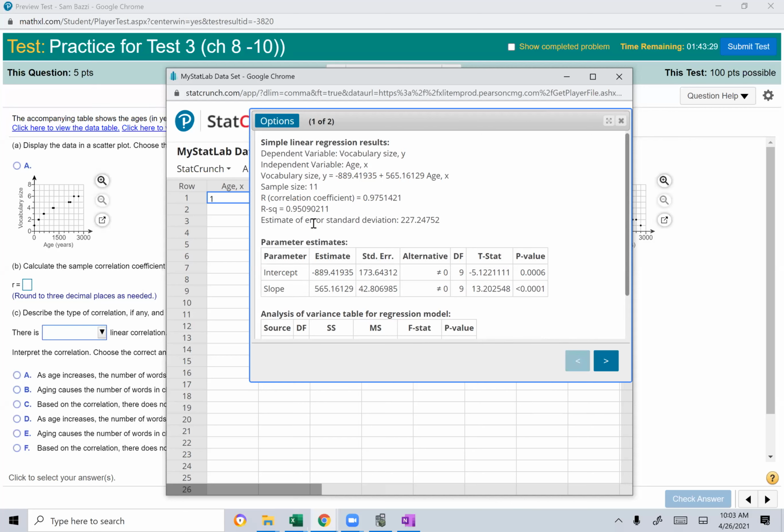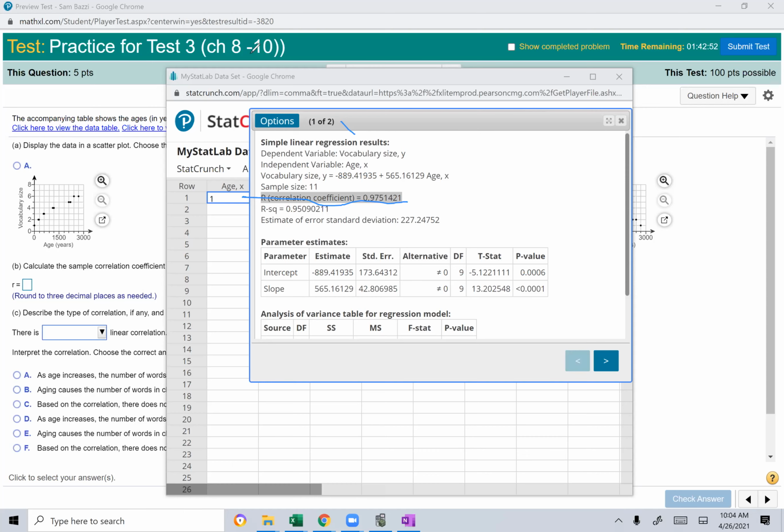He wants a correlation coefficient R. It's right here. This is the correlation coefficient R, 0.97. How many decimals? 3 decimal places, so it will be 0.975. So you just put 0.975 here. Describe the type of correlation, if any. So there seems to be a strong positive linear correlation between age, X, and whatever the Y variable was. We'll just put it there.